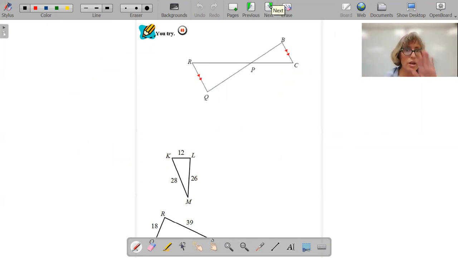This is your page. Hit pause. All right, welcome back. Hopefully you actually did your own work, folks. You get your red pen out. I want to see the corrections.